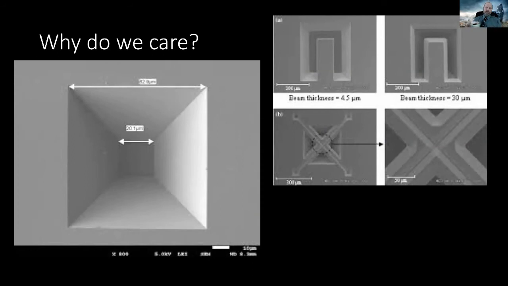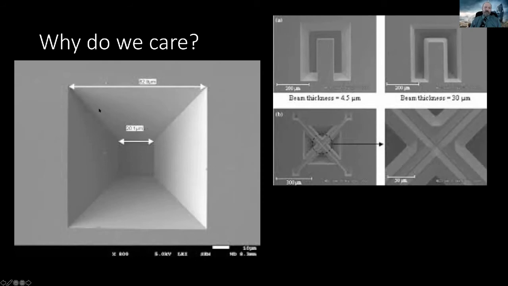So you can do 25 wafers at a time in a bucket, and it's cost effective, but you have to be smart on how you design it and understand how it's going to etch so you get the final structures that you're interested in.